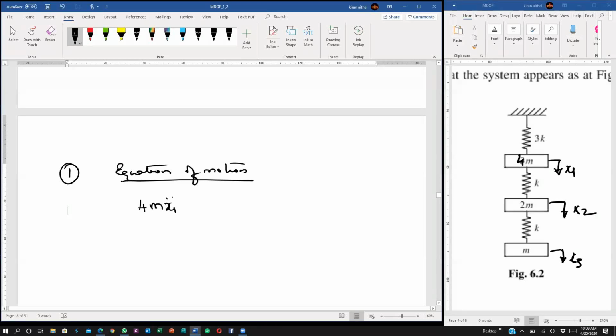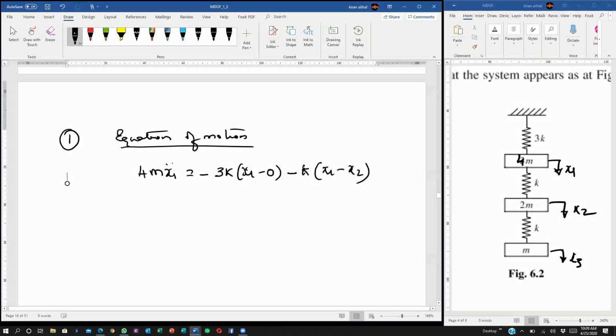4m x1 double dot is equal to minus 3k x1 minus 0 minus k into x1 minus x2. This is my equation. If I rewrite this, it becomes 4m x1 double dot plus 3k x1 plus k into x1 minus x2 is equal to 0.